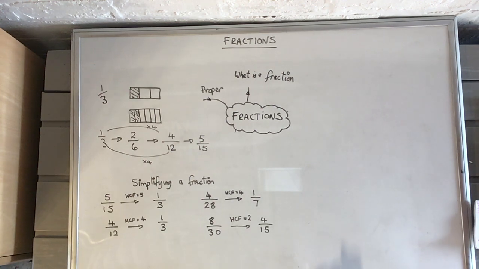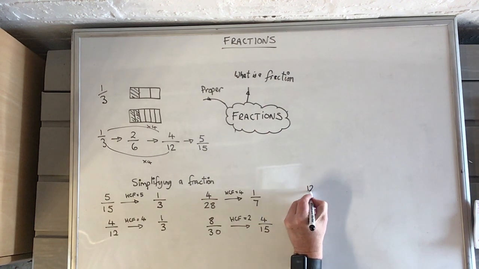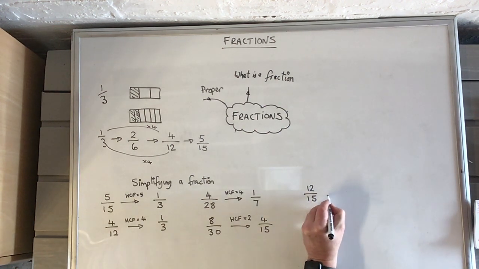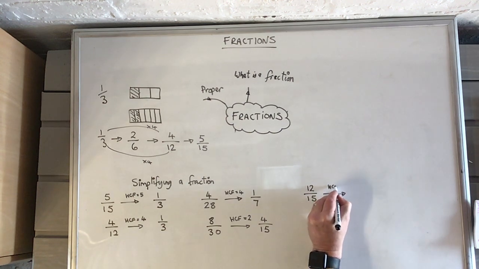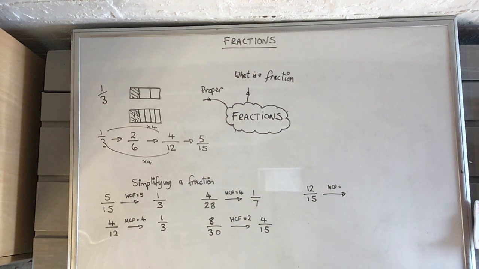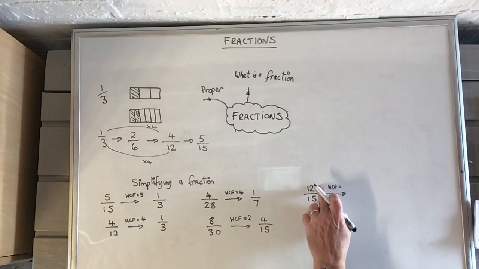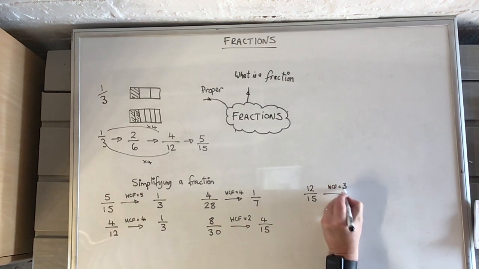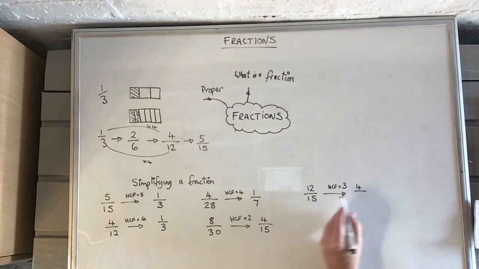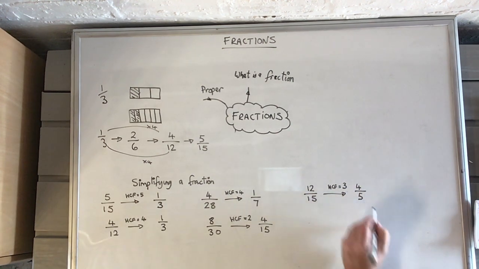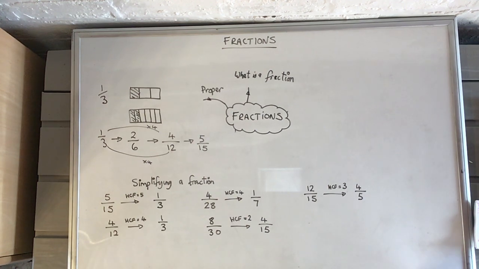Let's try, I don't know, 12 and 15. Highest common factor. Factors of 12: 1 and 12, 2 and 6, oh, 3 and 4. So 3 goes into 15, 3 goes into 12. So let's try 3. 3 into 12 goes 4 times. 3 into 15 goes 5 times, 4/5. That's how we simplify fractions. Okay, well, I think I've done enough of that. You get plenty of practice at that in class.